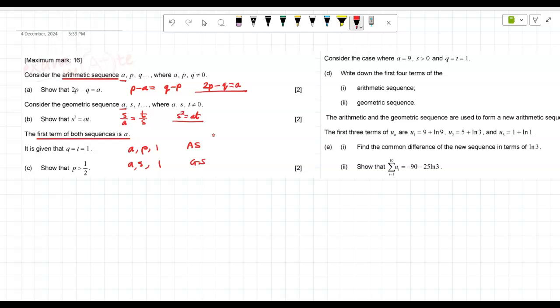Now P is in the arithmetic sequence. So can I say P minus A is equal to 1 minus P? So 2P is equal to A plus 1. So P is equal to (A plus 1) over 2. Correct? So therefore, can I say P is equal to A over 2 plus 1 over 2? It's separated. So therefore, P is greater than half, no? Because you are having half plus something else. Yeah, that was easy.